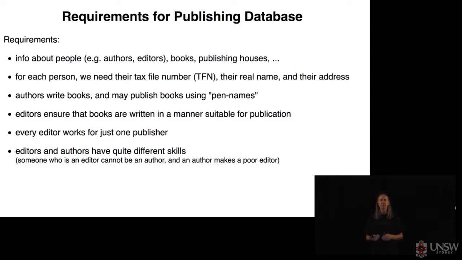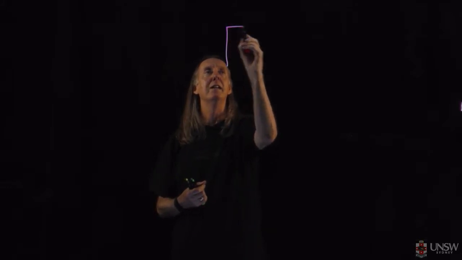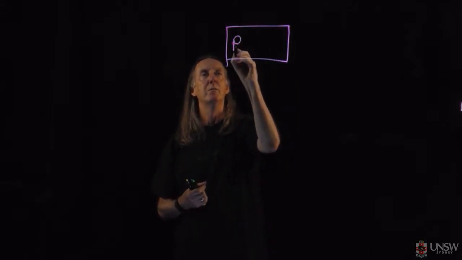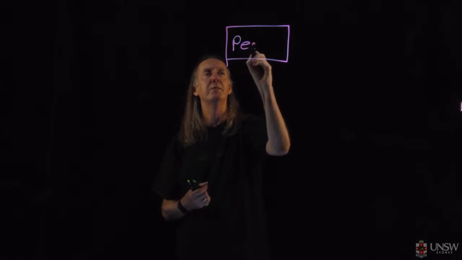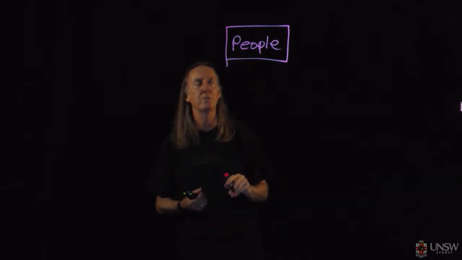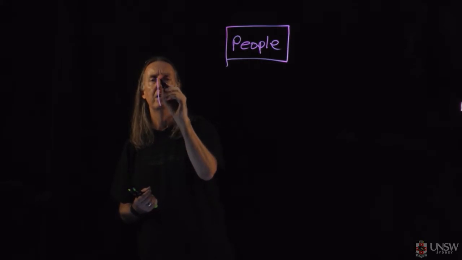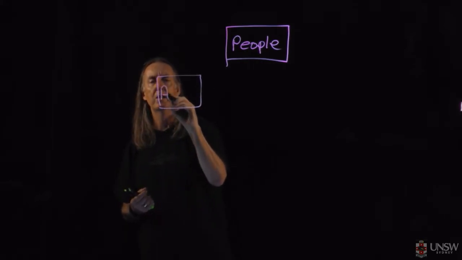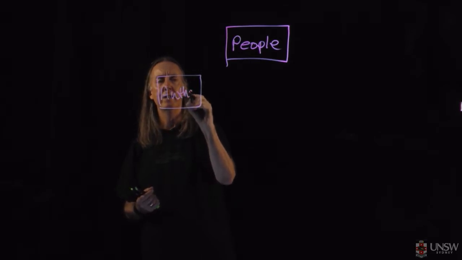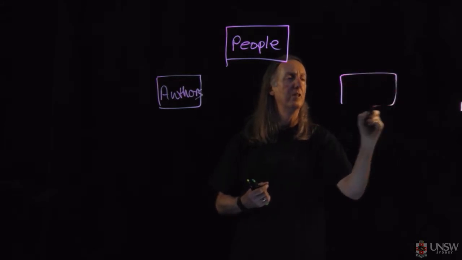And as soon as you have something like that in the scenario, that suggests that what you want is subclasses. So we're going to start with a person relationship, or I'll write it as people, since I've tended to write all of these things with plural. And there are different kinds of people. So there are author kind of people, and there are editor kinds of people.